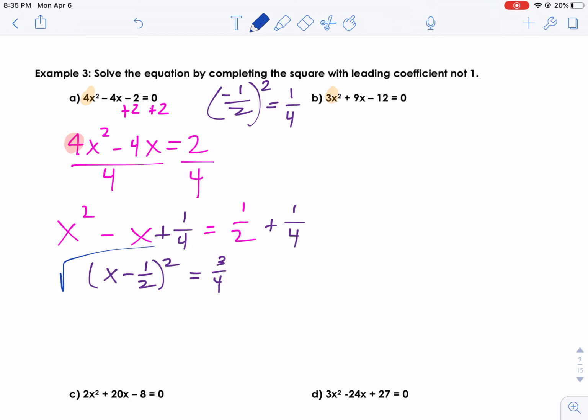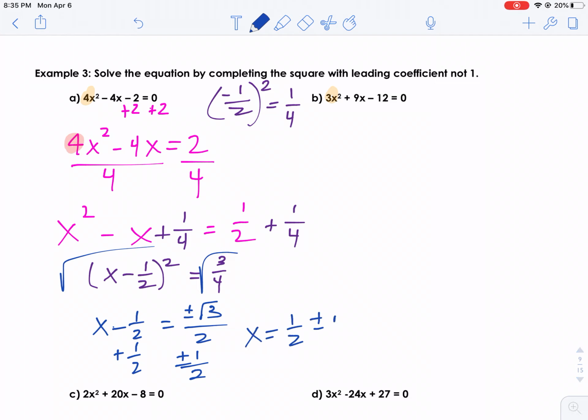Okay, we can take the square root of both sides, so that'll give us x minus 1/2 equals plus or minus root 3, but we do know the square root of 4 is 2, so we can rewrite that denominator as a 2. All right, adding 1/2 to both sides, we would get our final answer of x equals 1/2 plus or minus root 3 over 2.